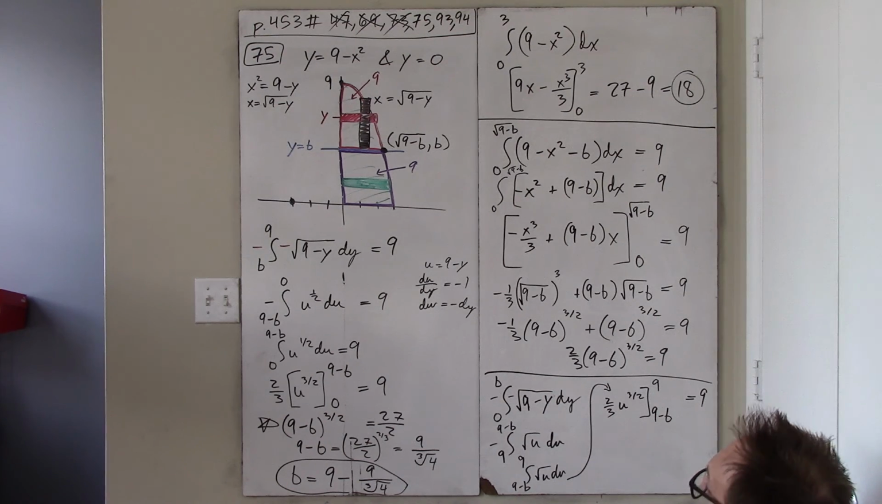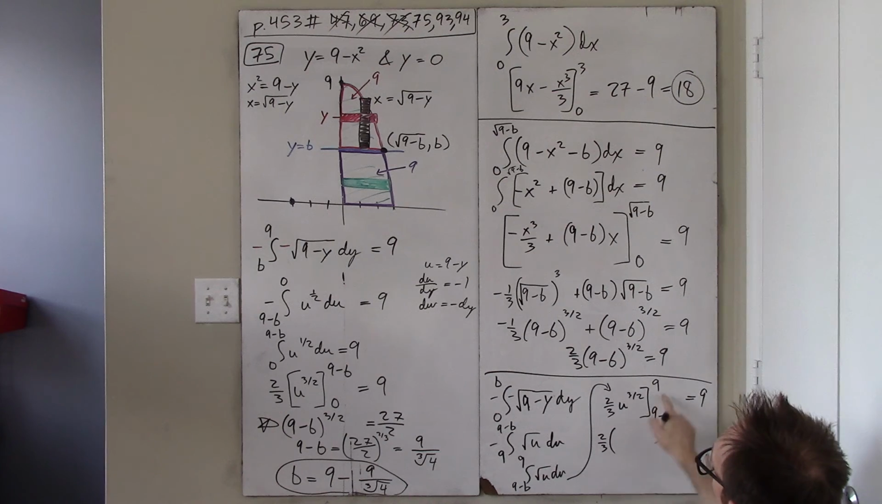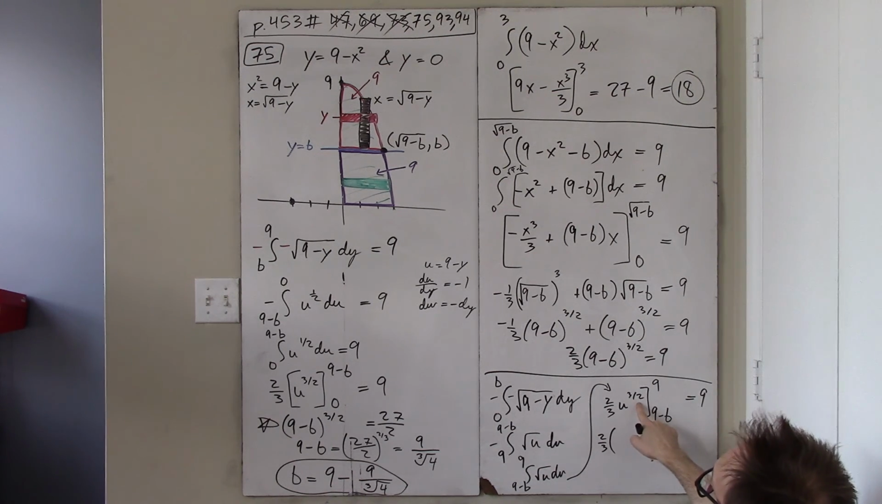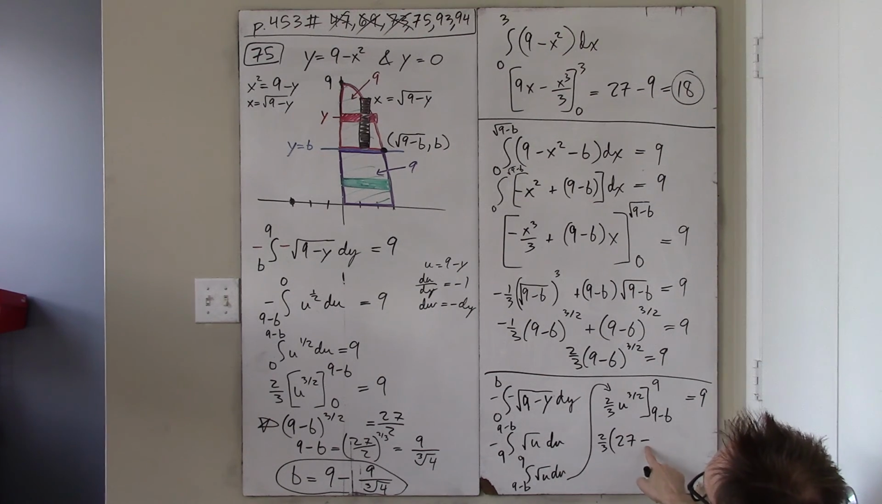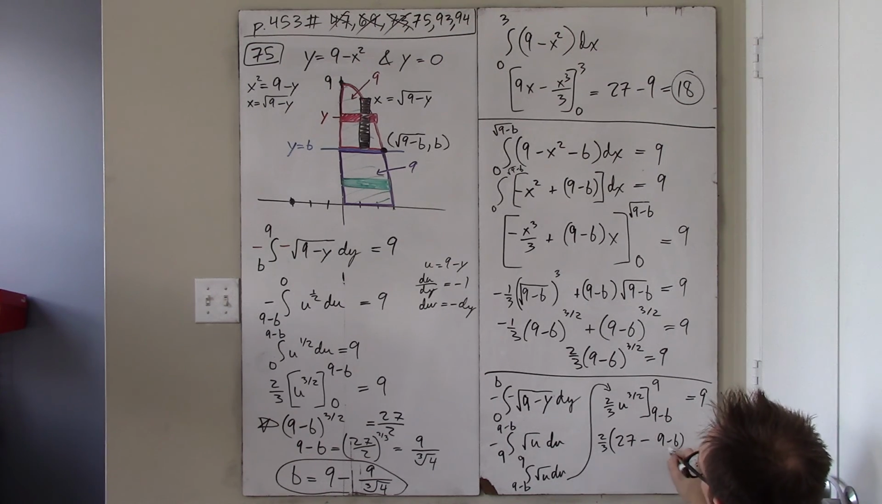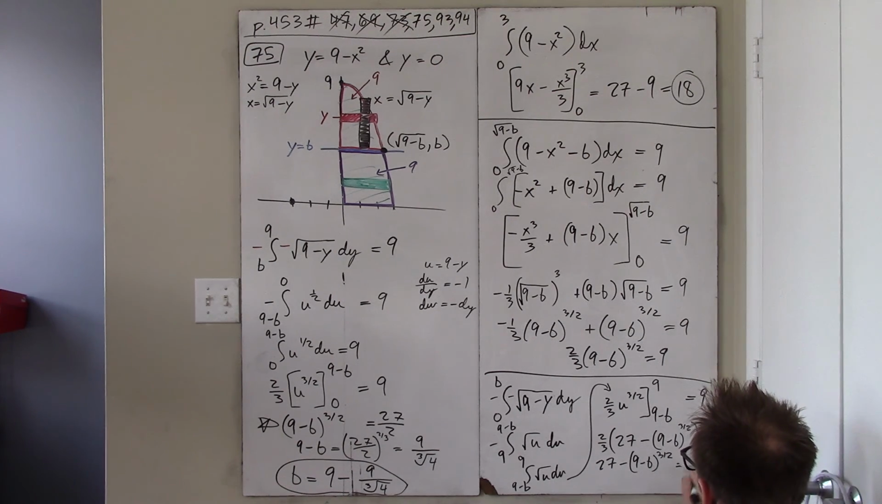But when I then just stick all that in, what do I get? 2/3 times, well, u to the 3/2 is 27 minus, what happens when I plug 9 minus b in there? Well, I get 9 minus b to the 3/2. This is not better, I guess. And so I get that. But then that gives me 27 minus 9 minus b to the 3/2 equals 27. Equals 18.